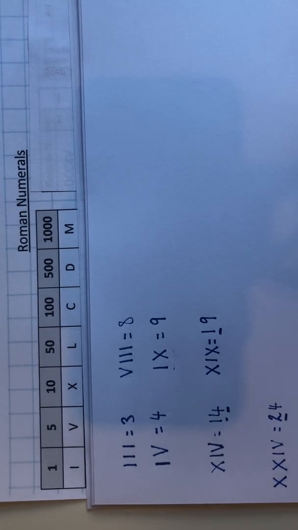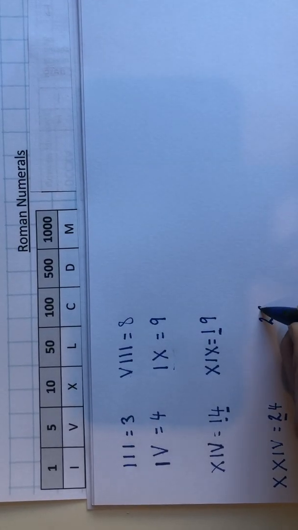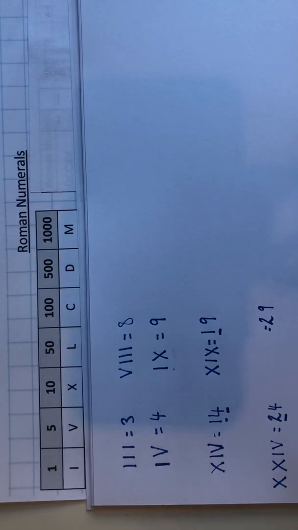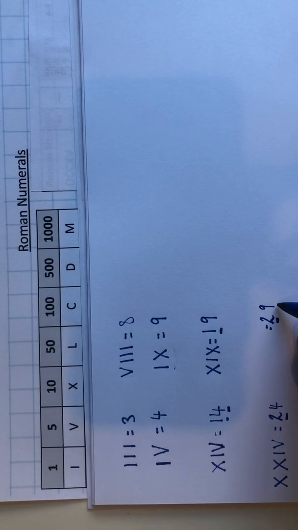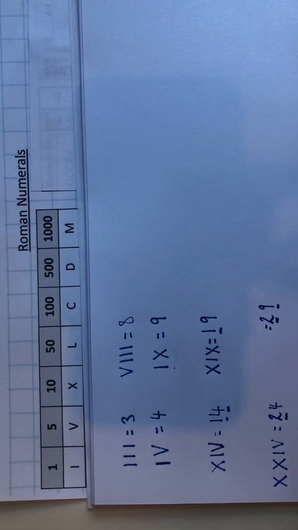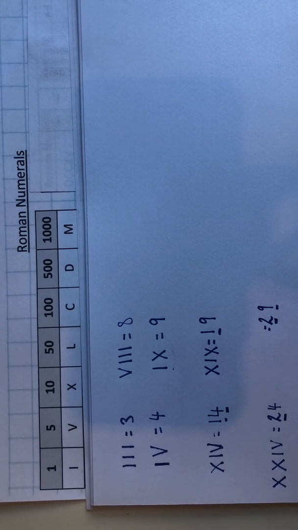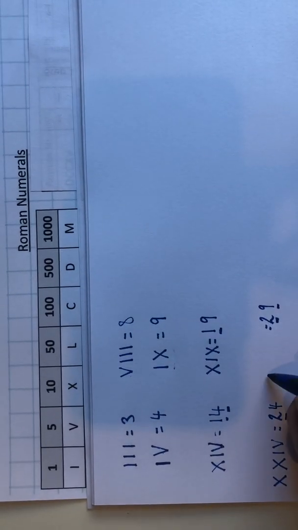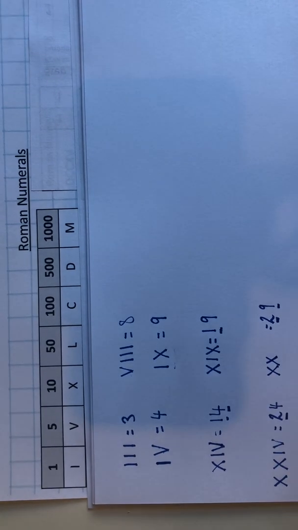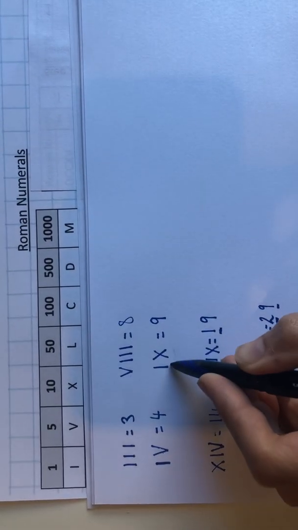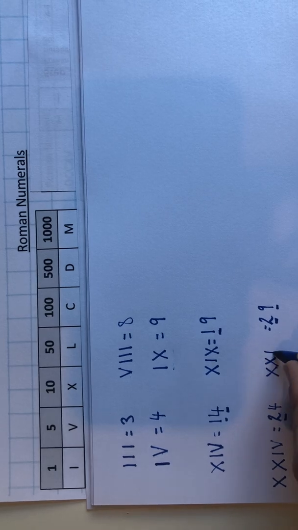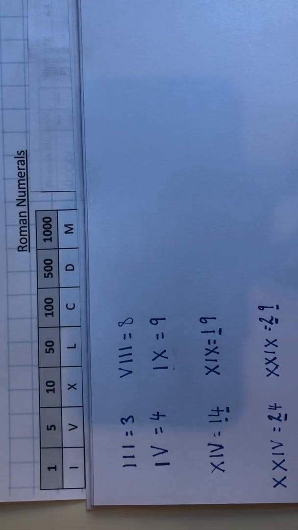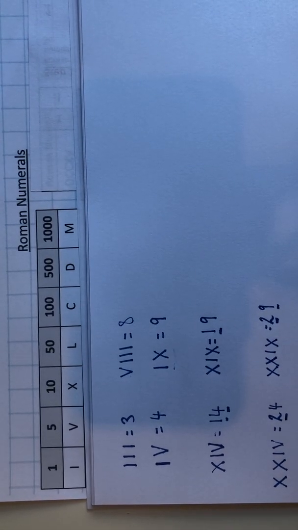Okay, let's look at 29. Can you do the same again? Have a go at 29. Think about the tens and then the 9. Press pause and have a go. Okay, did you get it? 20 is like this. And then we go and have a look at the 9. 10 minus 1 is 9. Fantastic. Okay, let's make it a little bit harder.